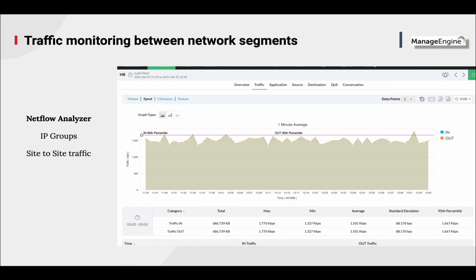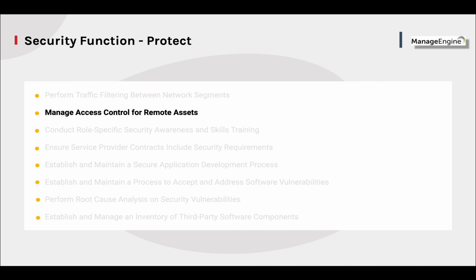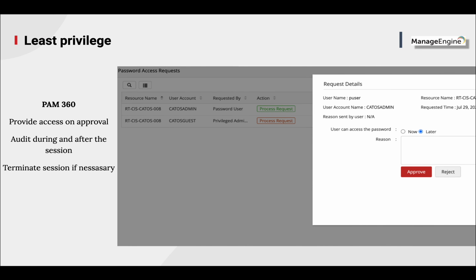The next security function, manage access control for remote assets. So we talked about the product PAM360 that has the ability to provide minimum access permissions for the assets or the user who is remotely connecting to the enterprise resource. This can be achieved by PAM360. We just discussed that a couple of slides back.